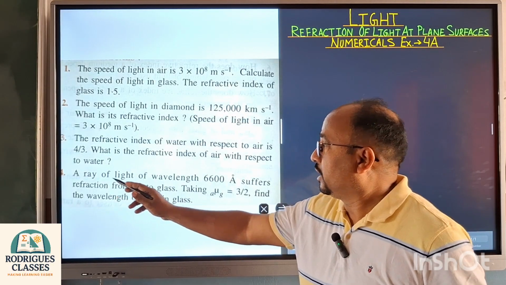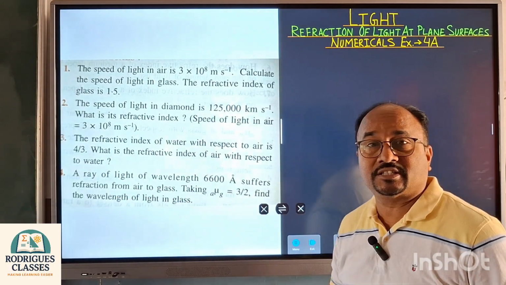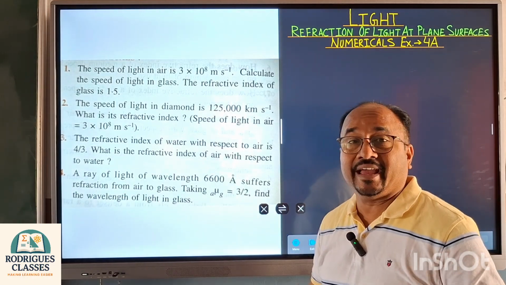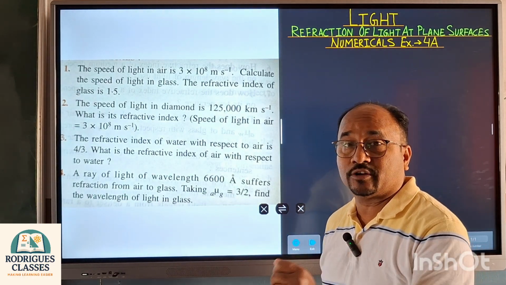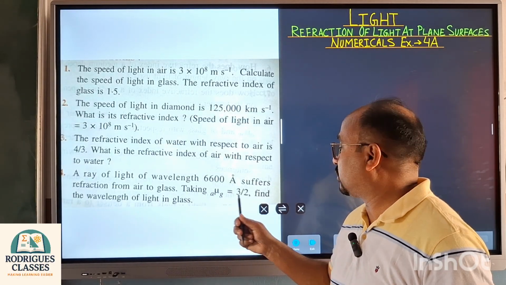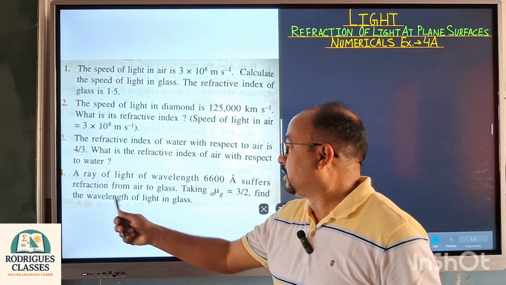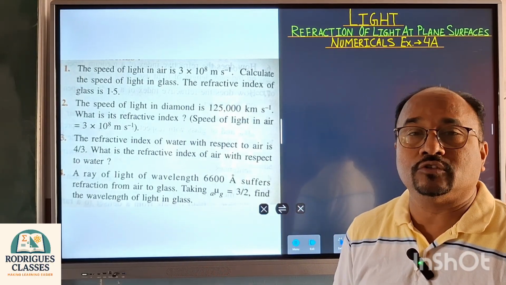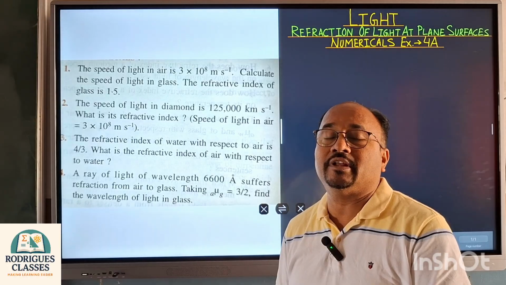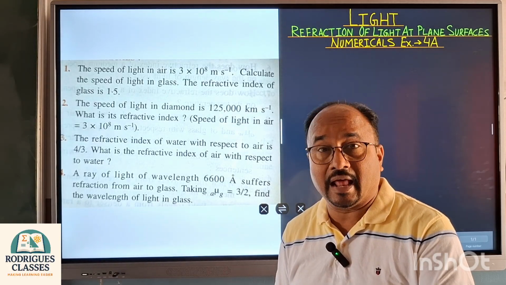Follow the question. A ray of light of wavelength 6600 angstrom suffers refraction from air to glass. So light is going from air to glass. Taking the refractive index of glass with respect to air as 3 by 2, find the wavelength of light in glass. So you know, going from one medium to the other, the wavelength will change. So what is the wavelength of that light in glass?